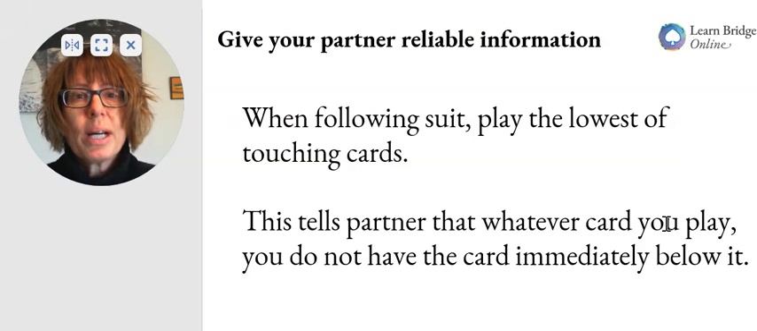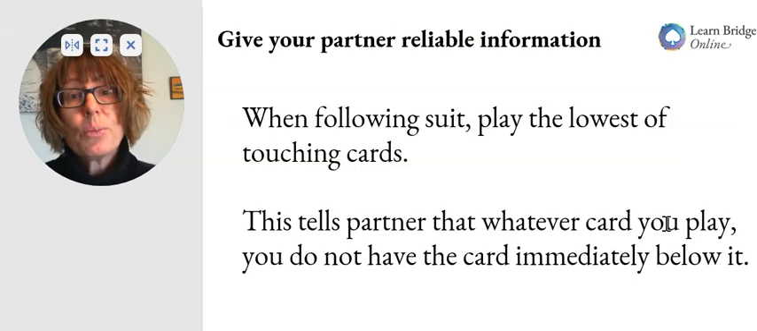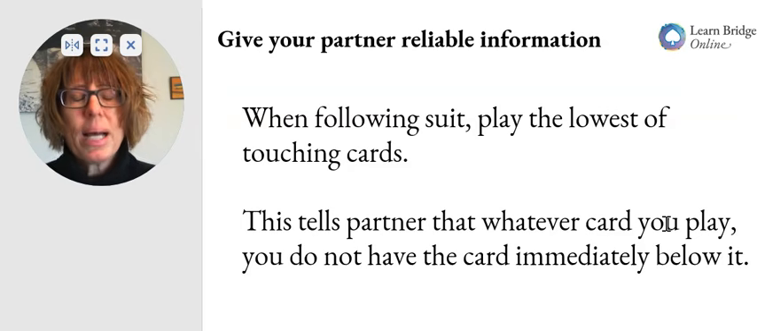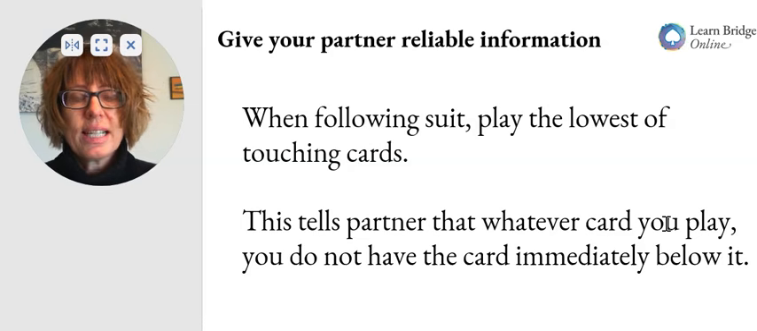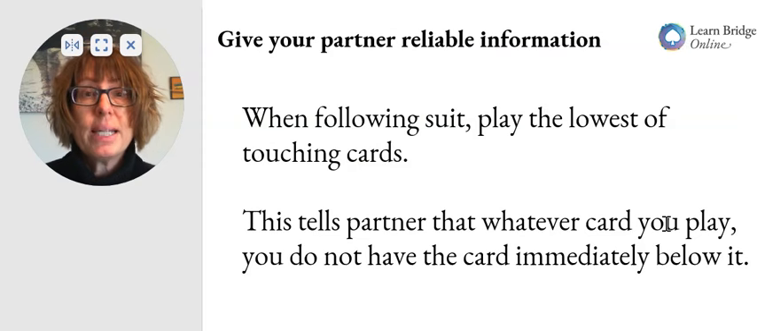Now, the first one is when we are following suit. So we haven't led, someone else has led. When we are following suit, we play the lowest of touching cards. We always do this, we do it consistently, and partner can rely on the fact that we are doing this. So if we play the lowest of touching cards when we are following suit, this tells partner that whatever card you play, you do not have the card immediately below it.